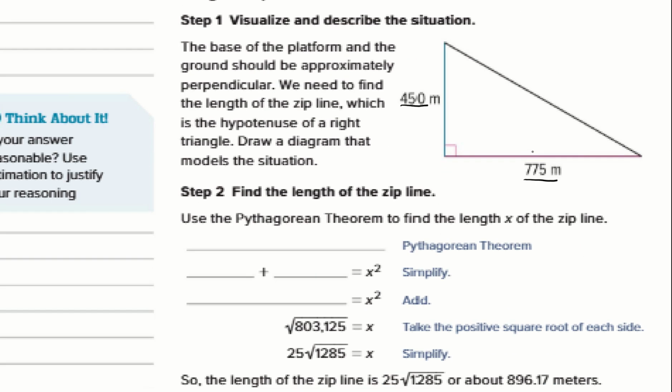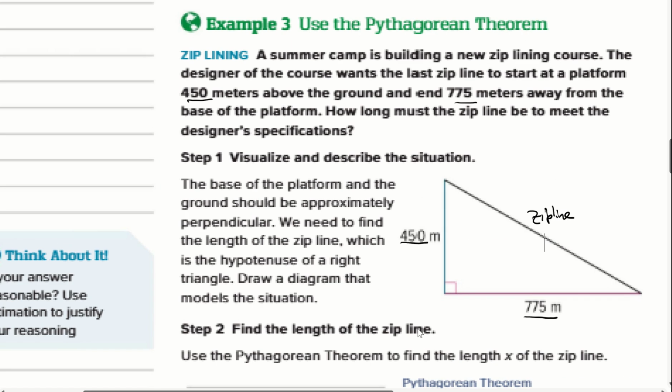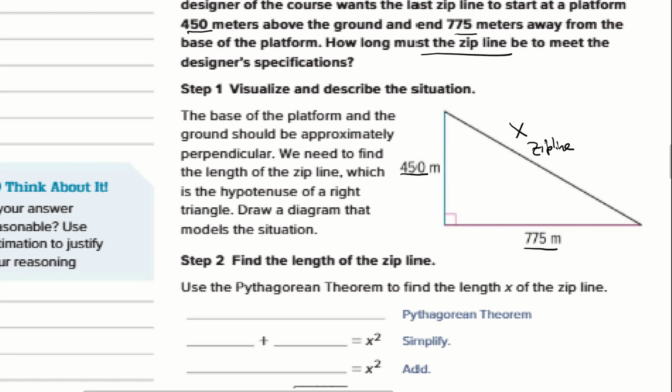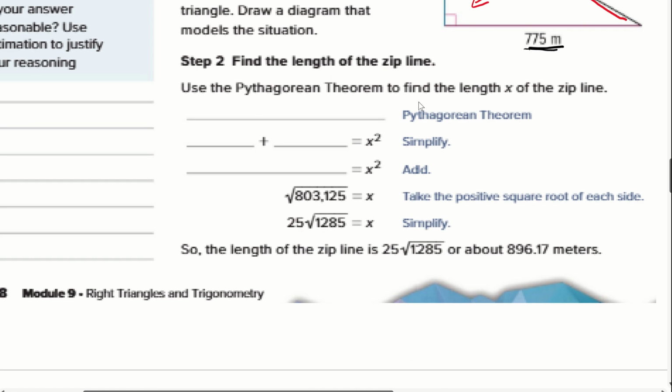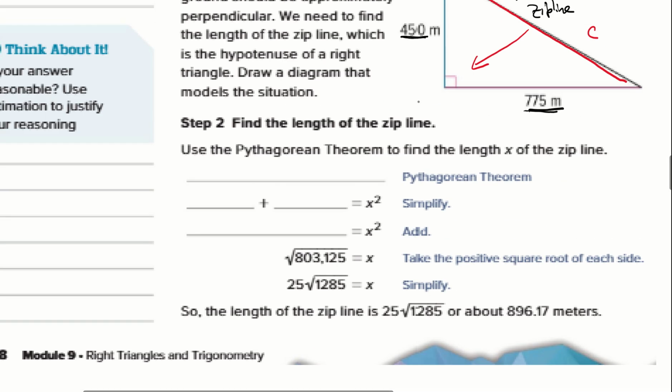if we draw this situation, this is a zip line, right? And if we want to figure out how long the zip line must be, let's call that x, okay? And remember that in the Pythagorean theorem, this is c because that's the longest side and it's opposite of the right angle. So we got a squared plus b squared equals c squared. Let's write down the Pythagorean theorem. C is equal to x, so we got 450 squared plus 775 squared equals x squared.